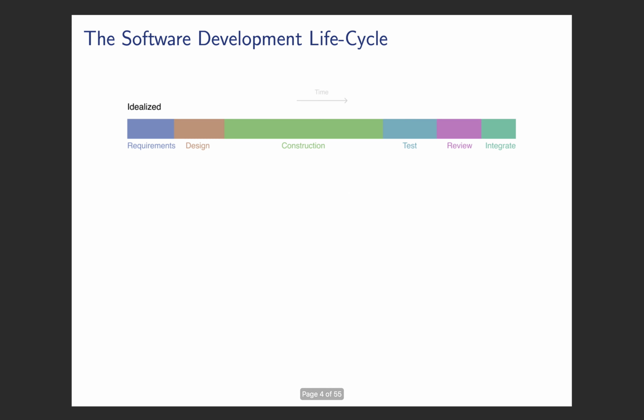So diving in, I'd like to start by placing code review within the software development lifecycle. This diagram shows an idealized lifecycle for a new feature divided into discrete stages. Time progresses from left to right.